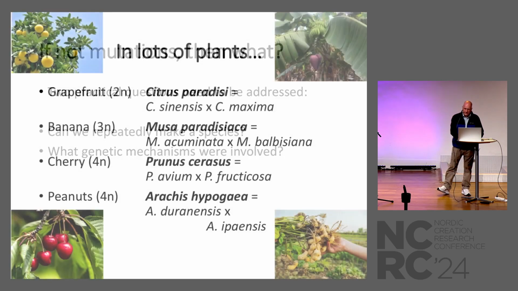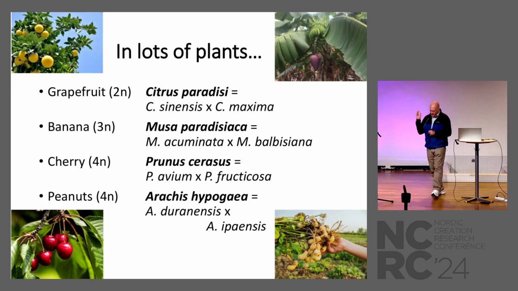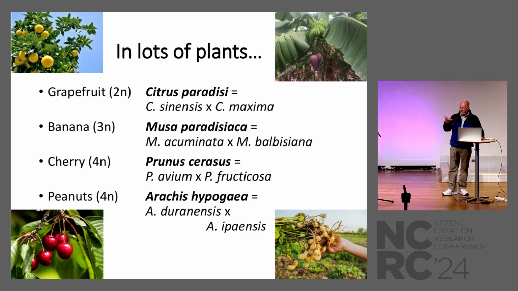These first examples are in plants. These are primarily artificial examples, but it goes on a lot in plants. I'll also give you some animal examples later. But you see the grapefruit is one species. It's actually a hybrid of two others. The same with the cherry. The same with the banana. The same with peanuts.